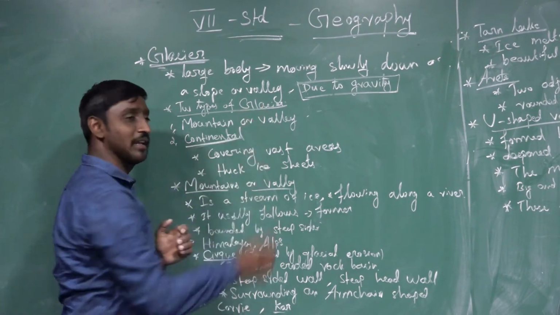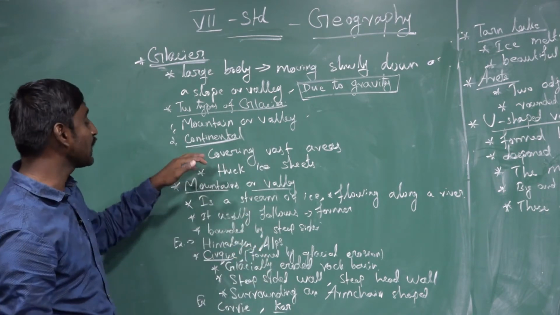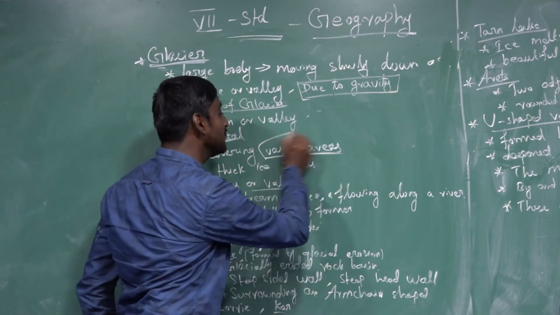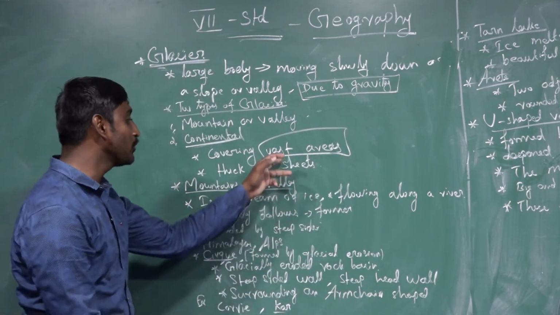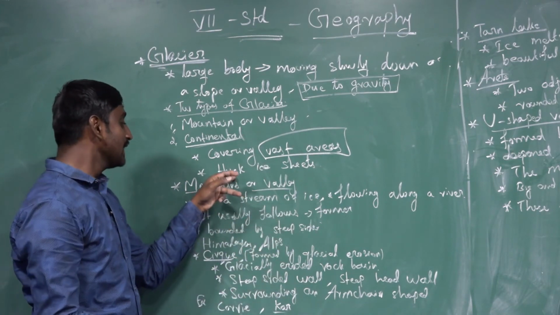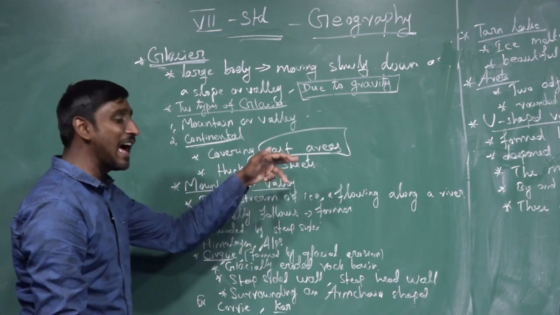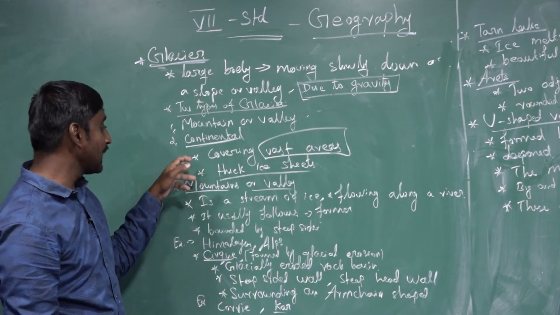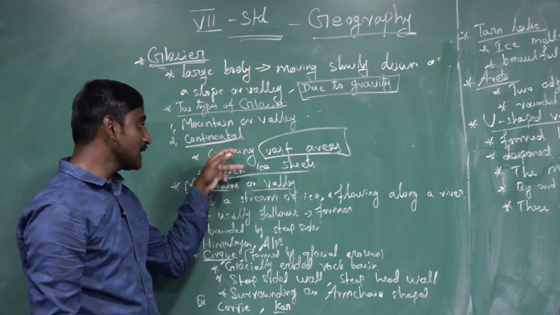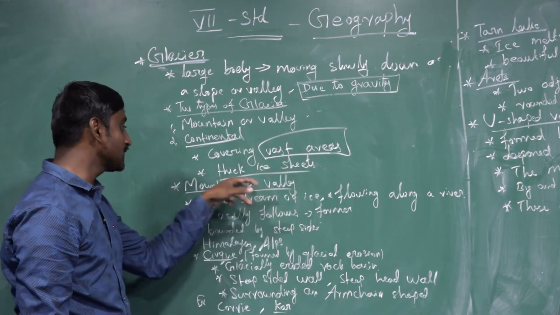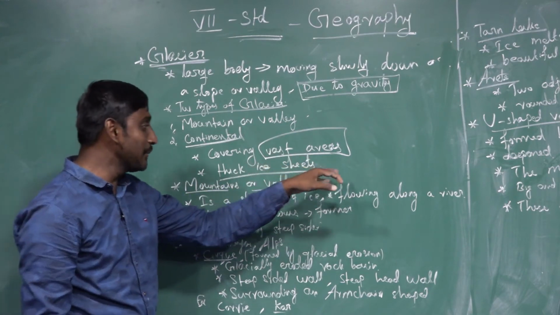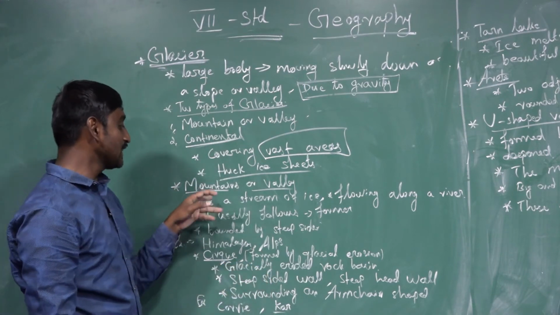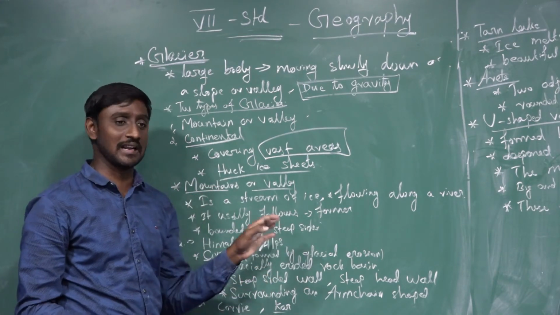First, the continental glacier. What is a continental glacier? A continental glacier covers a vast area, vast means wide, a large area, with a thick ice sheet. So continental glaciers cover vast areas of the earth's surface with thick ice sheets. For example, Antarctica and Greenland.